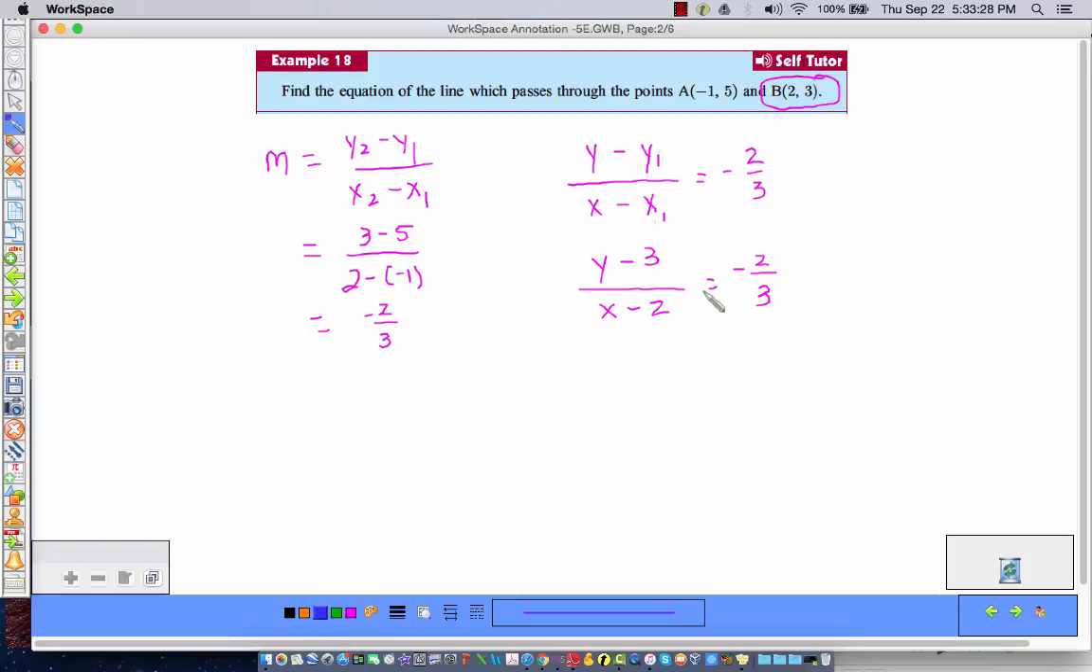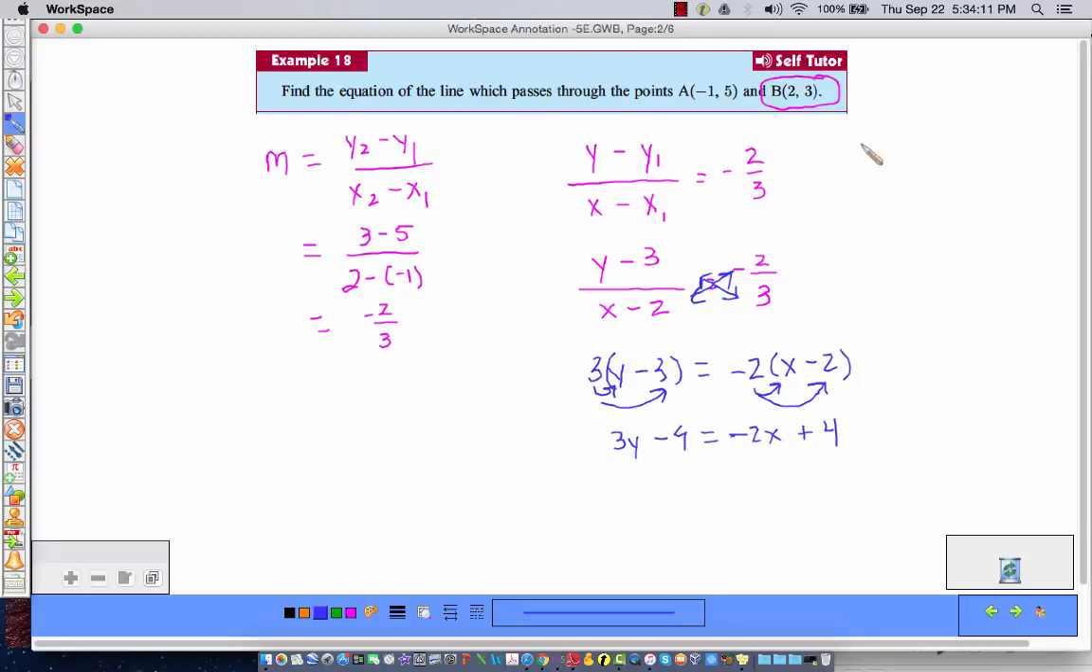And then all I have to do to get the equation of the line in general form is to cross multiply. So I'm going to take 3 times y minus 3, and set that equal to negative 2 times x minus 2. And then I just have to simplify a little bit. Distributing the 3 through, 3 times y is 3y, 3 times negative 3 is negative 9. And that's equal to negative 2 times x, so negative 2x, and negative 2 times negative 2, a negative times a negative is a positive, plus 4.